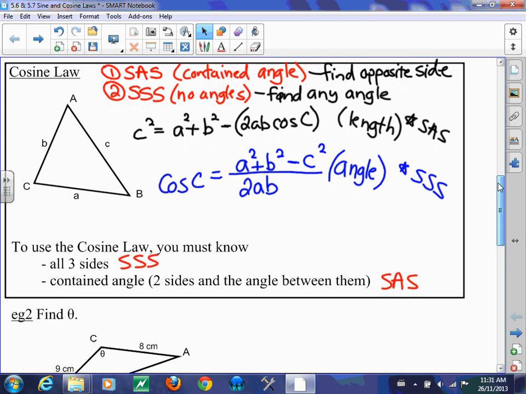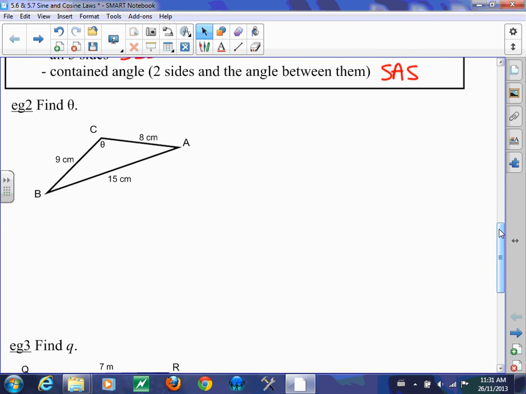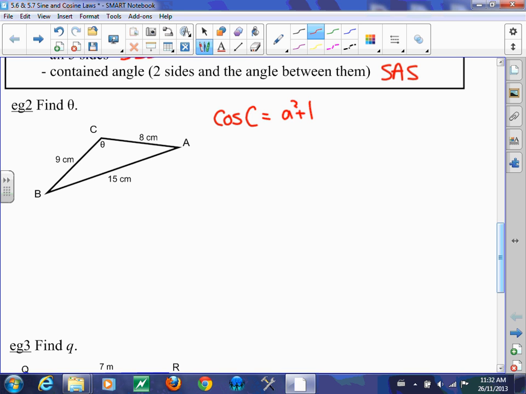All right, let's take a look at this example 2 here. It says to find theta. So theta currently is cos C. So what we're going to be doing is saying cos C, just like the formula up there, is going to be the other two sides squared. So it's going to be a squared plus b squared. Subtract the opposite side. That's your key there, guys. Divided by 2 times ab.